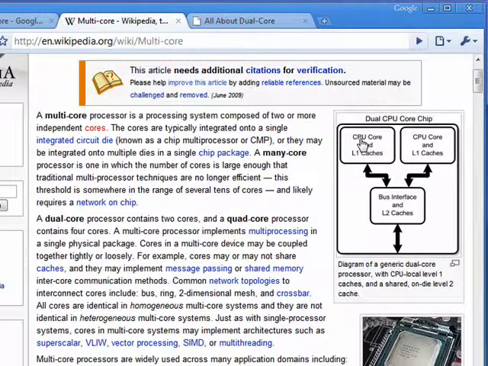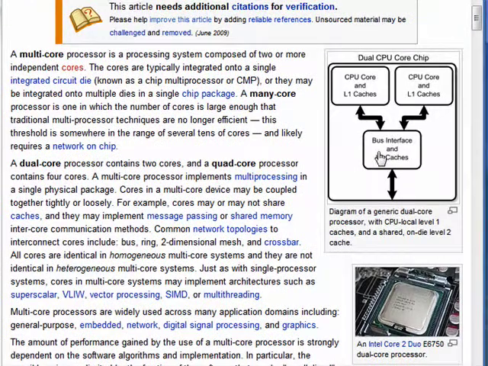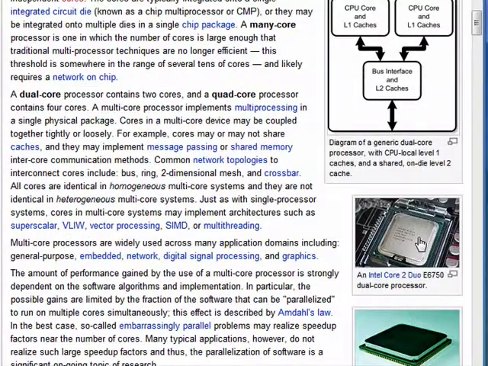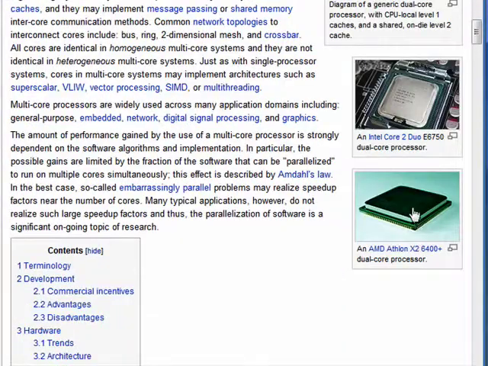So you have one CPU here, one CPU there. They both interface with the bus. Here's a picture of an Intel dual core processor. Here's an AMD Athlon dual core processor.